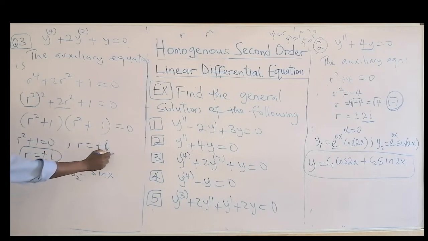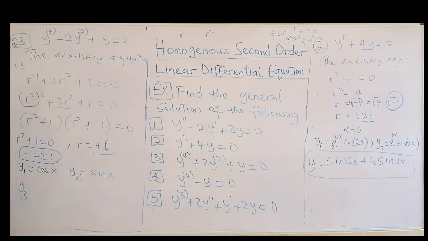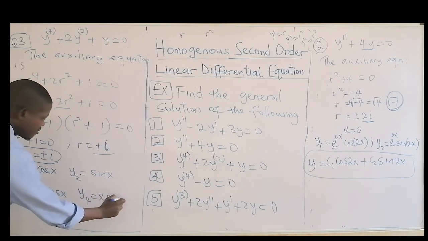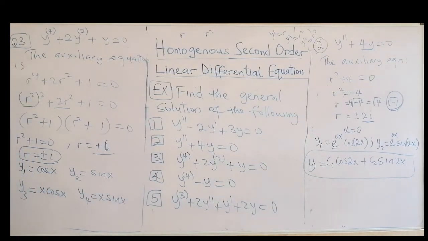Let's now go for the repeated part. Since it's a repeated root, y3 is equal to x cos x, and y4 is equal to x sin x. This is repeated roots, so it will be times x. So the general solution will be y equal to what?